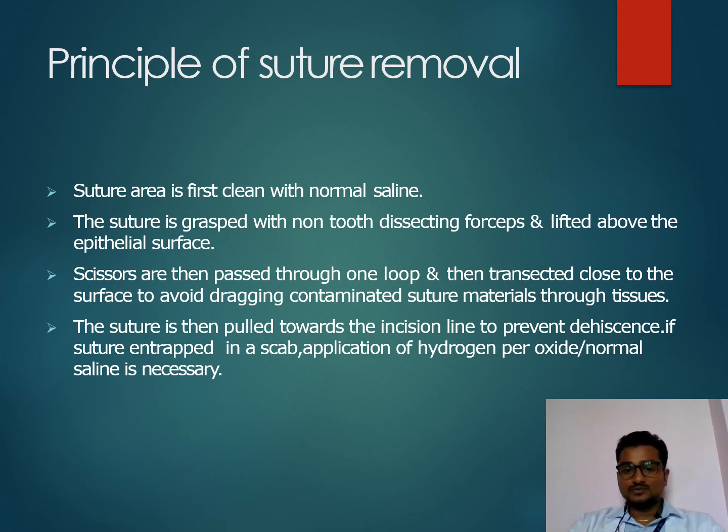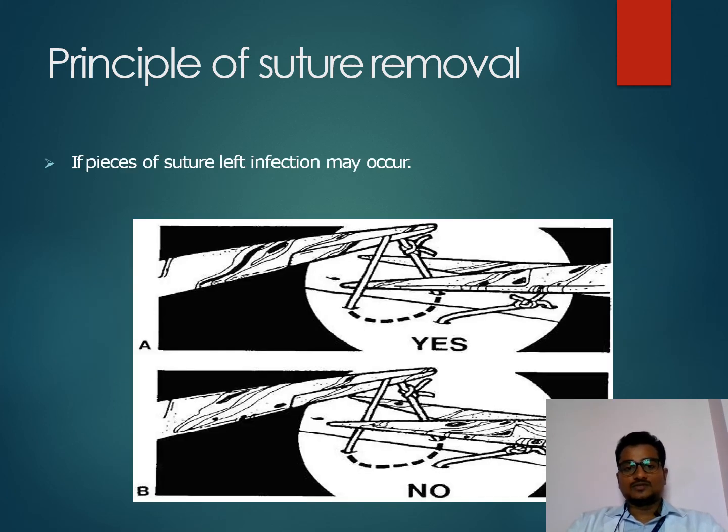The suture is then pulled towards the incision line to prevent dehiscence. If the suture is embedded in a scab, application of hydrogen peroxide or normal saline is necessary. If a piece of suture is left behind, infection may occur.